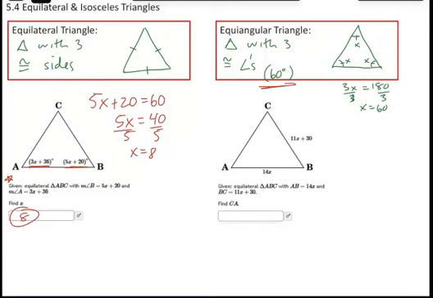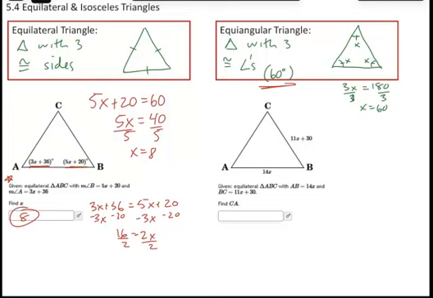Now, that's not the only way, right? You could have also done this the ways that you guys talked about. So 3x plus 36 is equal to 5x plus 20. We do know that those are equal angles, so you could solve it that way. You could subtract 3x from both sides, subtract 20 from both sides, and then solve by dividing by 2.